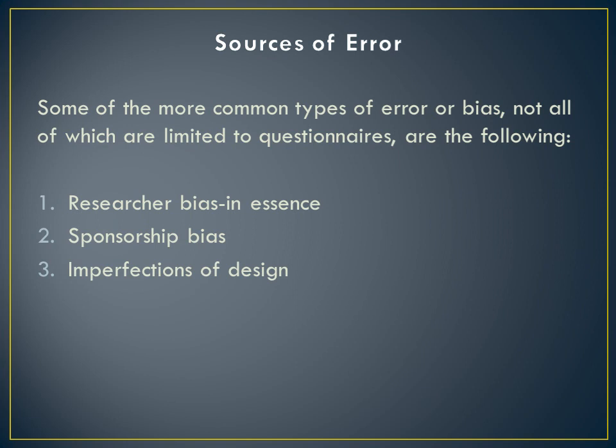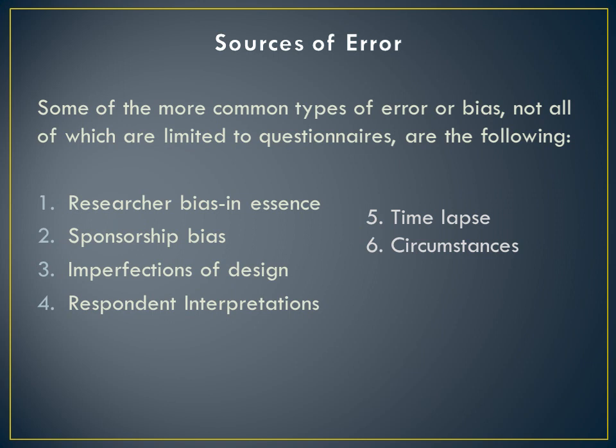Number 3, imperfections of design. Weaknesses in the design of the questionnaire can result in bias or inaccurate responses. Number 4, respondent interpretations. Varying interpretations of the facts and key terms by the respondent also can result in inaccurate answers. 5, time lapse. It has been found that answers to the same question tend to vary over time even when not directly affected by the passage of time.